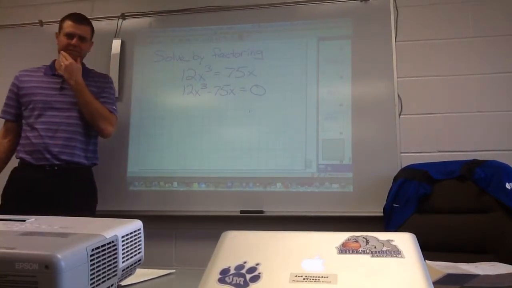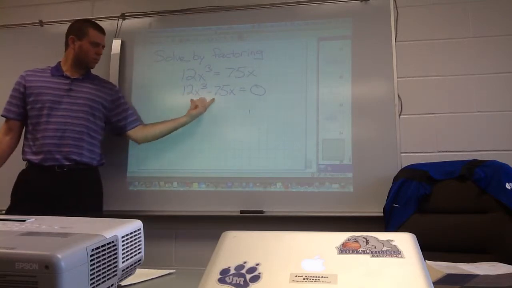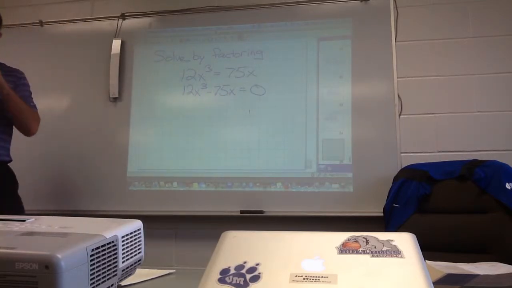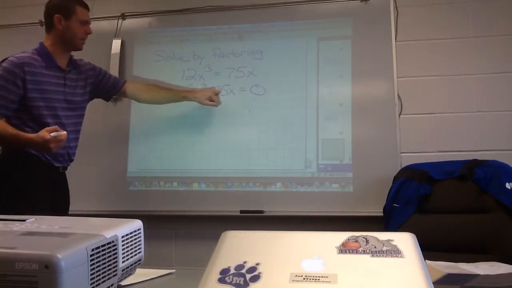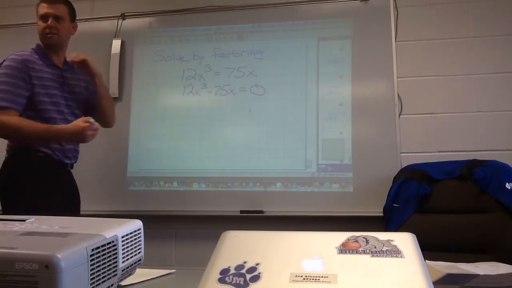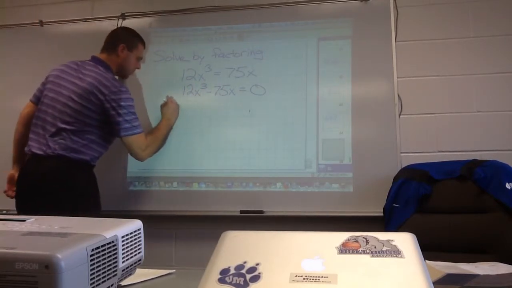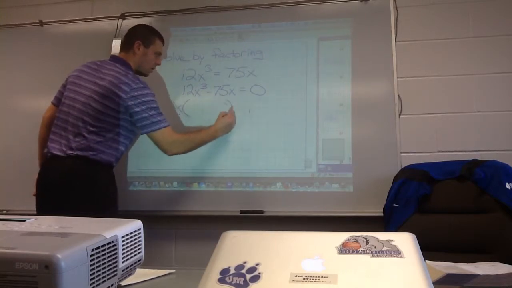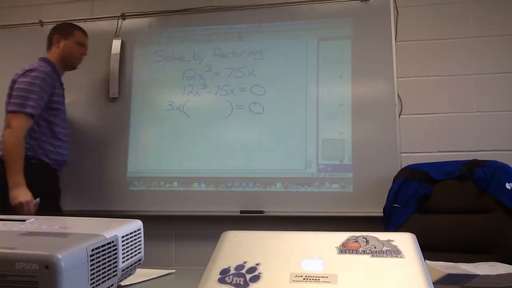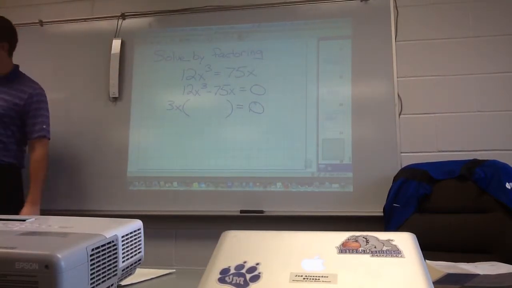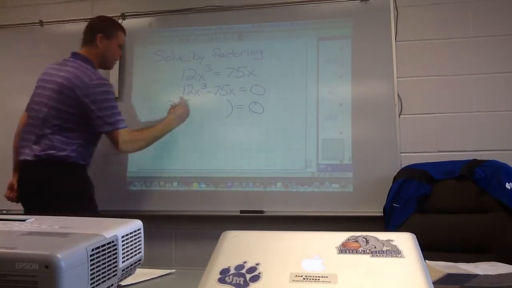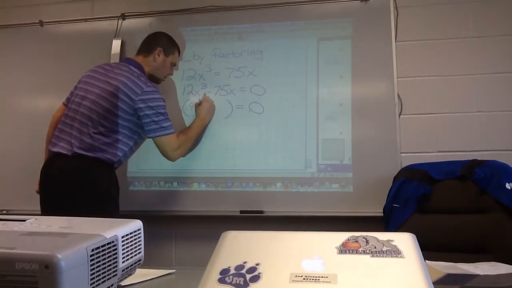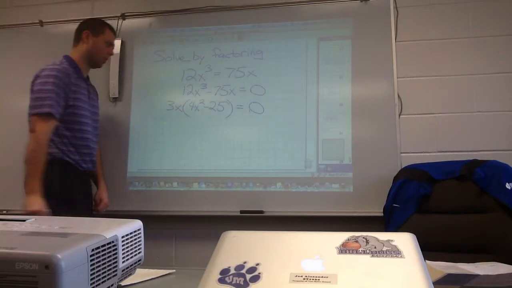Now let's factor. Pull out 3x. Right? 3x would be my greatest common factor here on this side. So 3x. What's left over? 4x squared minus 25 equals 0.